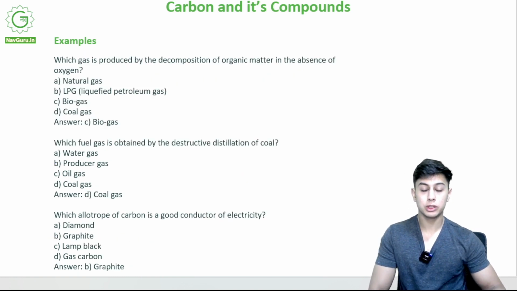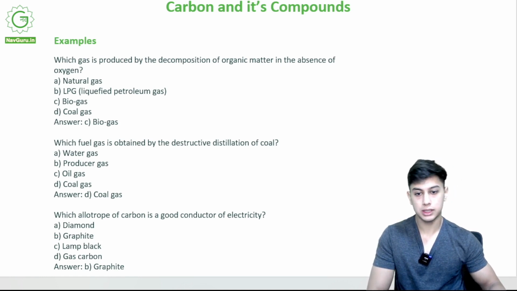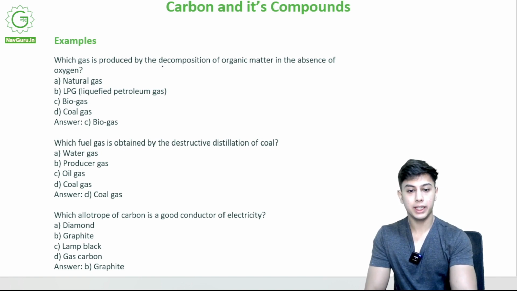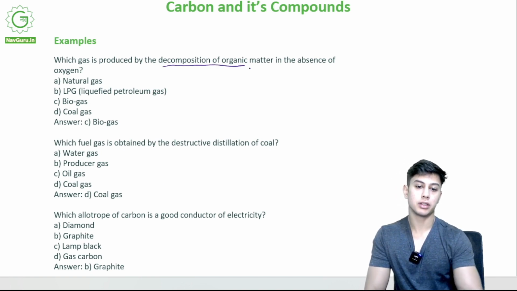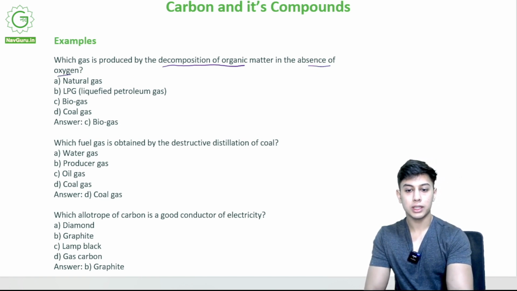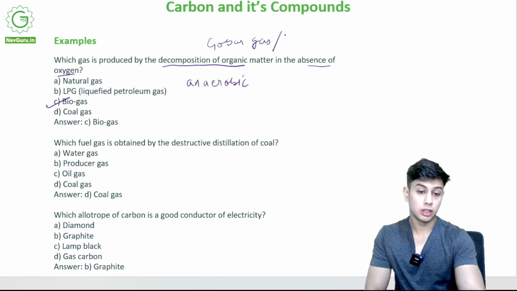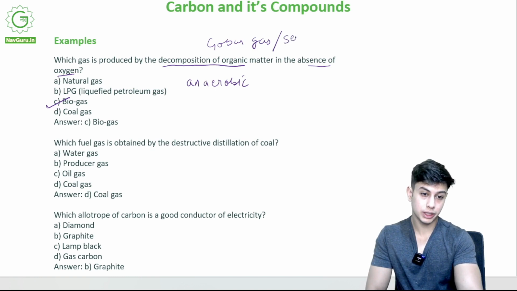Which gas is produced by the decomposition of organic matter in the absence of oxygen? What does absence of oxygen indicate? Anaerobic. Natural gas, LPG, biogas, coal gas. The answer is biogas. Organic matter, it was also known as gobar gas. It is also taken from sewage, drains, all the waste.